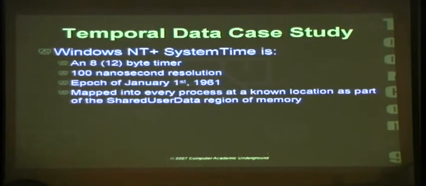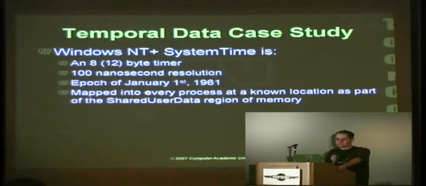I'm basically going to use the same one that's in Scape's paper. Within Windows NT, there's a shared user data region of memory. It's always at a known location. That's by design. And it has the system time variable in it, which is basically an 8-byte timer. It's got a 100 nanosecond resolution, and we know what the epoch is.